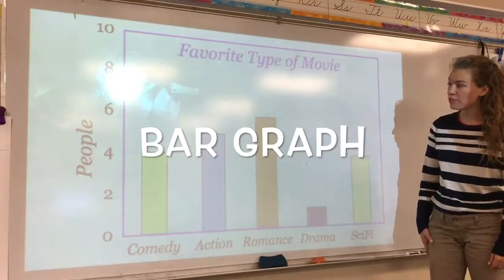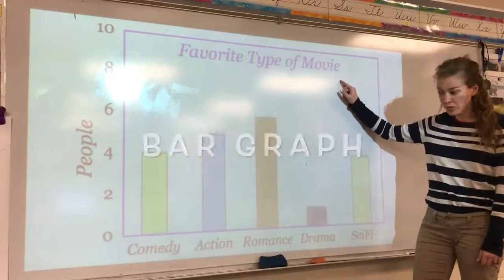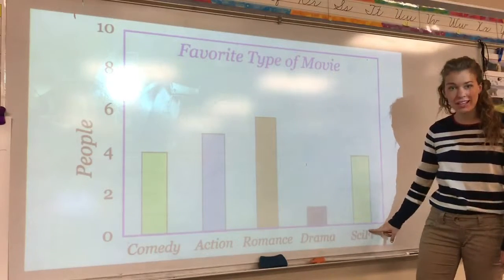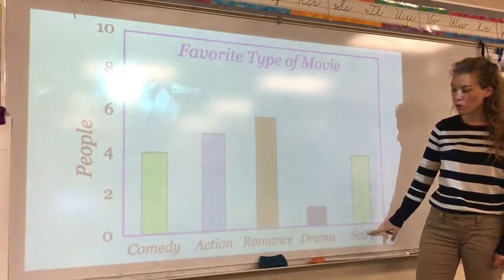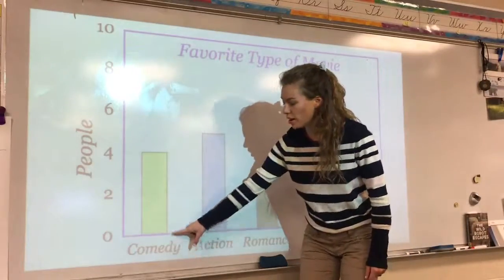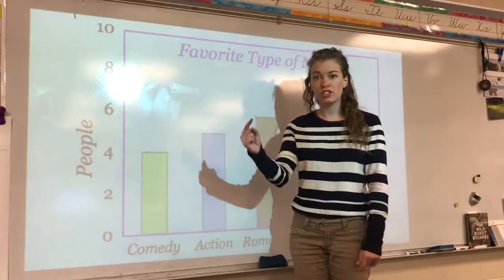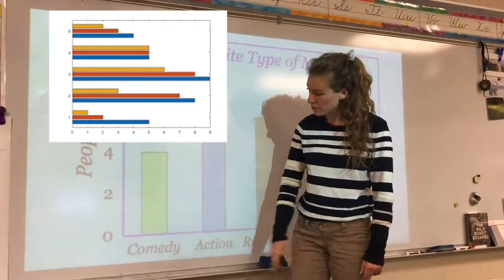Here is a bar graph showing favorite types of movies. We have comedy, action, romance, drama, or science fiction the people could have voted for. You'll see comedy in our bar graph. This is a vertical bar graph. We also could show horizontal bar graphs.